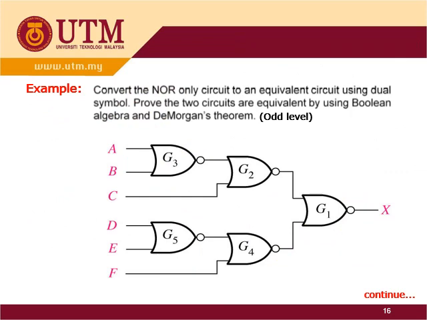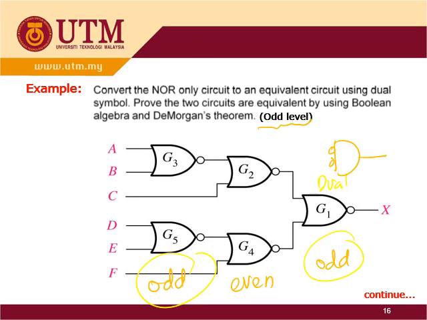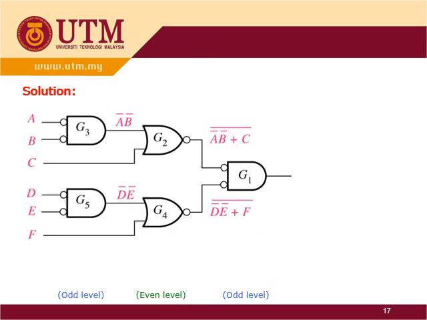Convert the NOR only circuit to an equivalent circuit using dual symbol. Prove that the two circuits are equivalent. Odd, even, odd. Even if the question doesn't ask me to use odd, I will definitely use odd. So I'm going to change the odd to its dual symbol. How does this dual symbol look like? There you go. So please try this. This is the solution. Please have a look and make sure you understand how it's done.